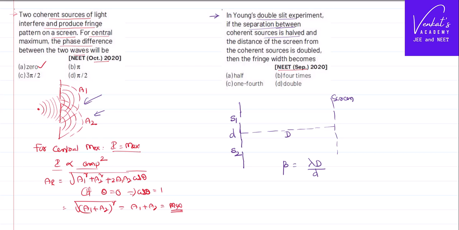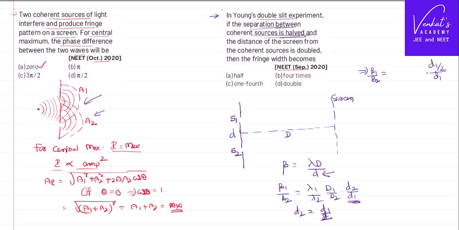It is given that the separation between the two sources is halved. So, I can write beta 1 by beta 2 in different cases as lambda 1 by lambda 2, capital D1 by capital D2, small d2 by d1, because it is in the denominator. Separation between the sources is halved. That implies beta 1 by beta 2 equal to d2, which is half, that means d1 by 2. So, in the place of d2 I have to write d1 by 2 by d1.